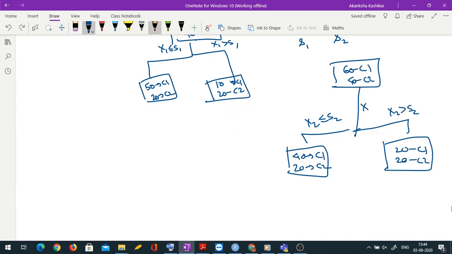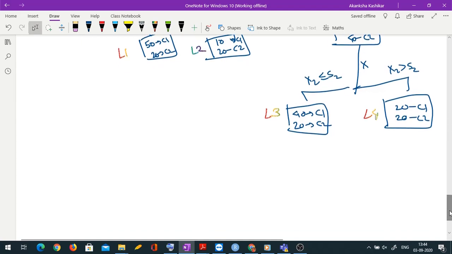Let me number these nodes. Leaf 1, leaf 2. And here I have leaf 3, let us say leaf 4. They are not actually part of the same tree, but just to compare, finally I have to add the leaf 1, leaf 2 error and the leaf 3, leaf 4 error and see which is the best kind of error. Best means minimum. So I have leaf 1, leaf 2, leaf 3, leaf 4.